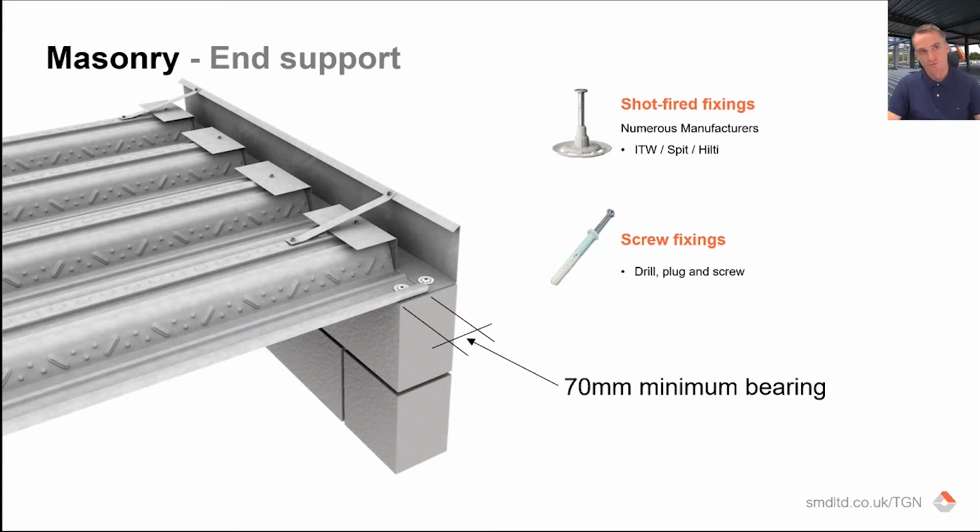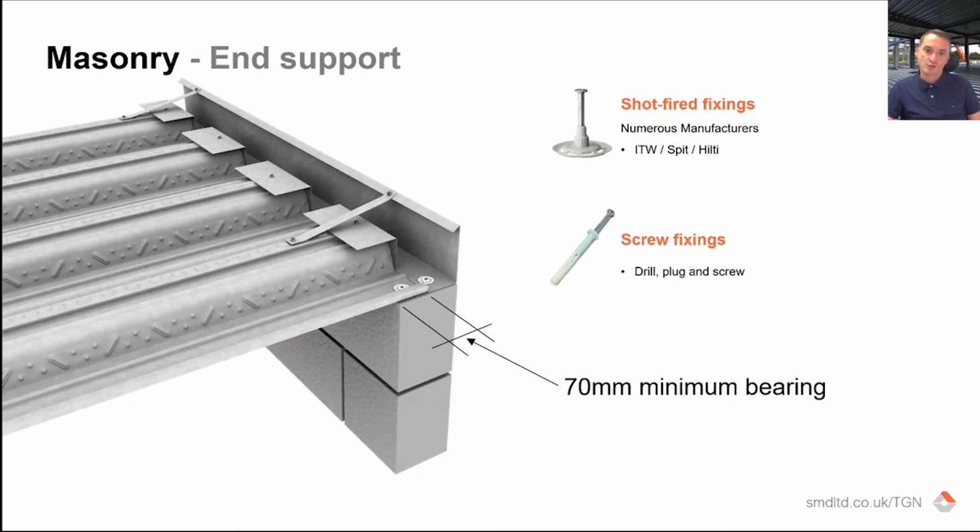And then on to masonry support. On a masonry support, the bearing increases in accordance with the design standard. My thinking is also that the larger bearing enables that fixing to be placed further away from the face of the wall, so avoiding damage to that support, whether that be concrete or masonry.